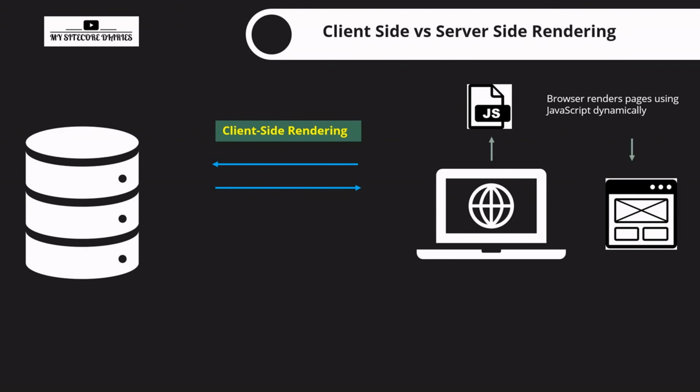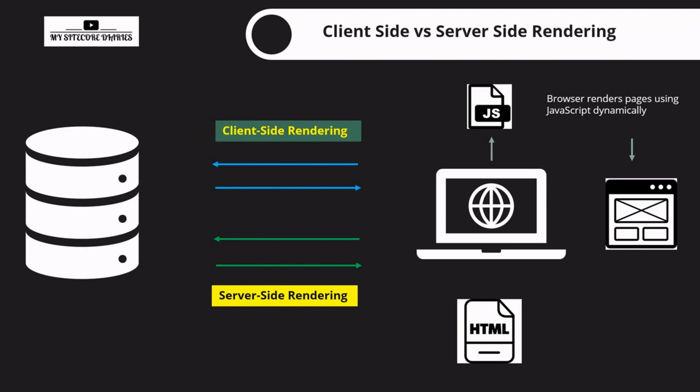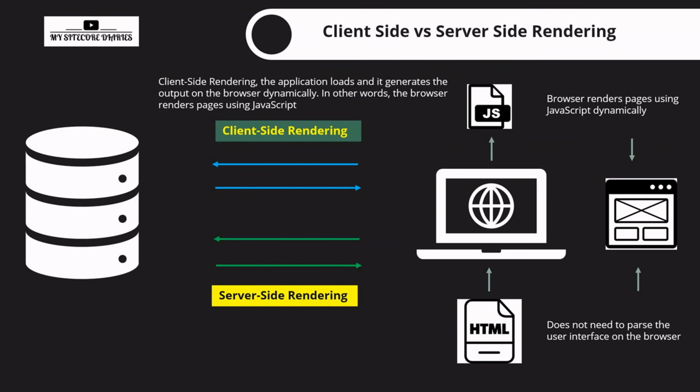Now there is another concept called server-side rendering. So what happens in server-side rendering? You send a request to a server, and then the server will process everything and create the HTML file, and that will come to your browser. So the HTML is already there on your browser, and it does not need to parse any user interface on the browser. The static HTML files are there, and that will generate your UI. So client-side rendering is where the application loads and generates the output on the browser dynamically.